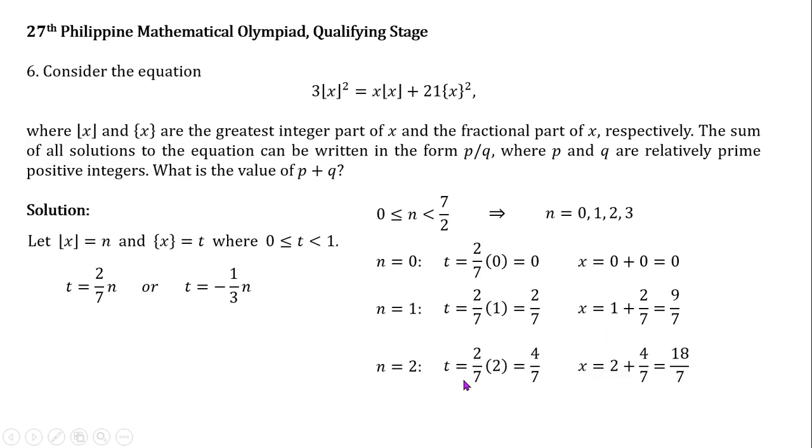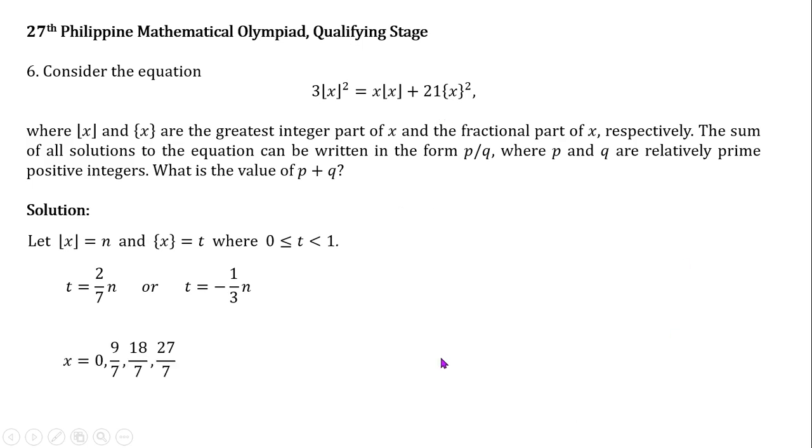Now, if n is equal to 2, then t is equal to 4 over 7. And so x is equal to 18 over 7. Now, finally, if n is equal to 3, then t is equal to 6 over 7. And so x is equal to 27 over 7. So far, we've found 4 solutions. You can easily check that these 4 are solutions to the given equation. Let us set this aside. Let us have the second case.